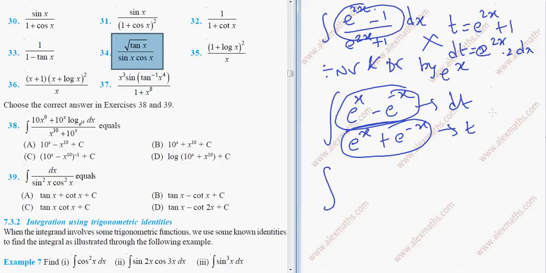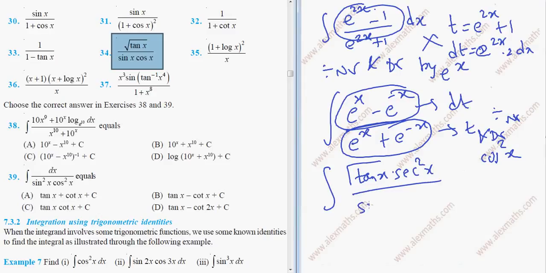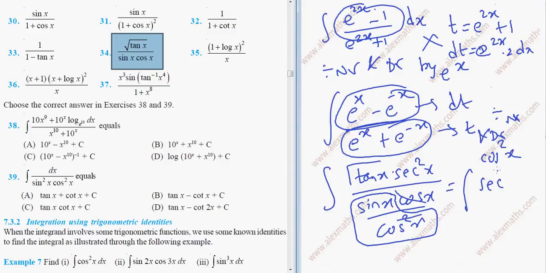See here I have to divide the numerator and denominator by cos square x. So numerator will become root tan x into secant square x, whole divided by sin x cos x divided by cos square x. So cos x and cos square will get cancelled. This will become tan. And in the numerator we have root tan. So if I cancel, I will be left with only this much.